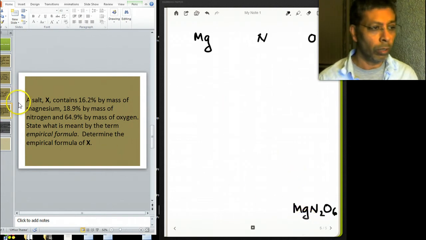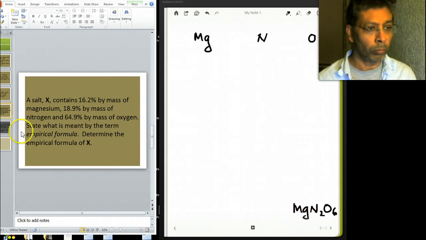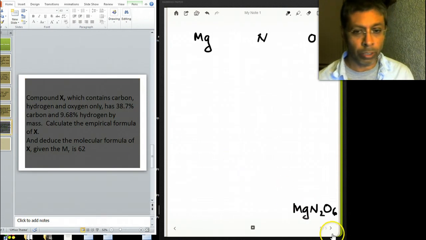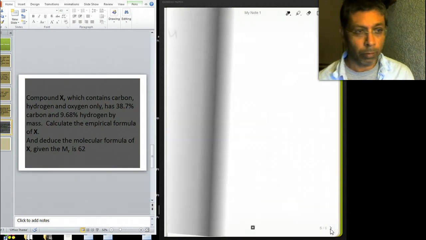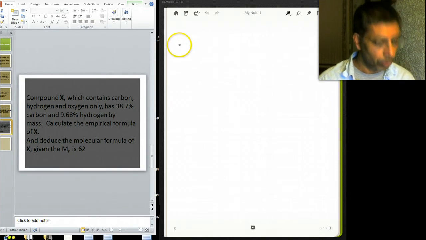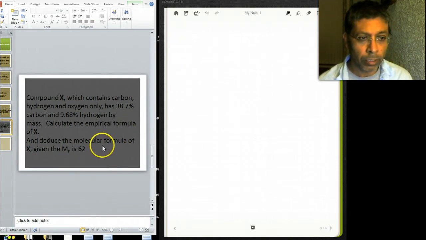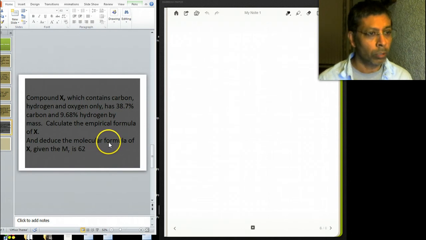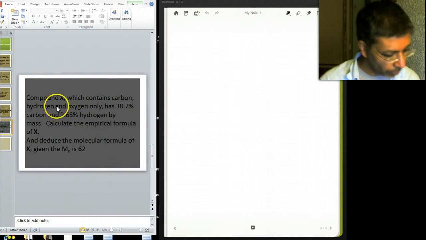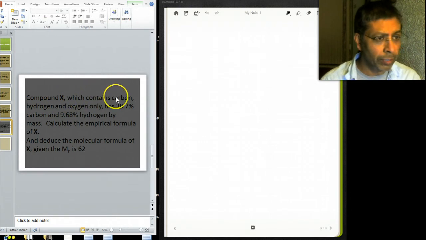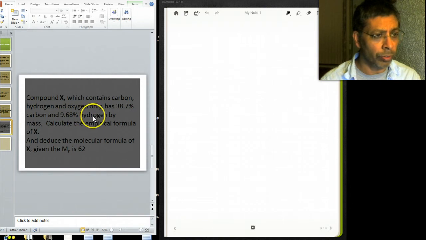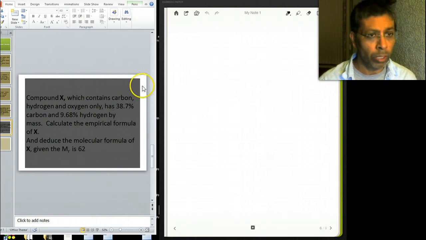Okay, right, I'll do one more question. We'll do that together. Right, and this one here. So you notice this one, it asks us for the molecular formula too. So let's do this one together. Right, we've got a compound X contains carbon, hydrogen and oxygen. There's the percentages, and it doesn't give us the hydrogen, does it? Yes it does, but it doesn't give us the oxygen. Right, let's work it all out then.